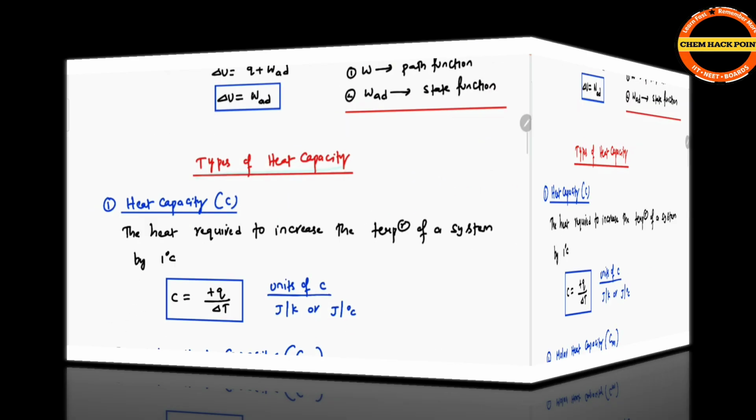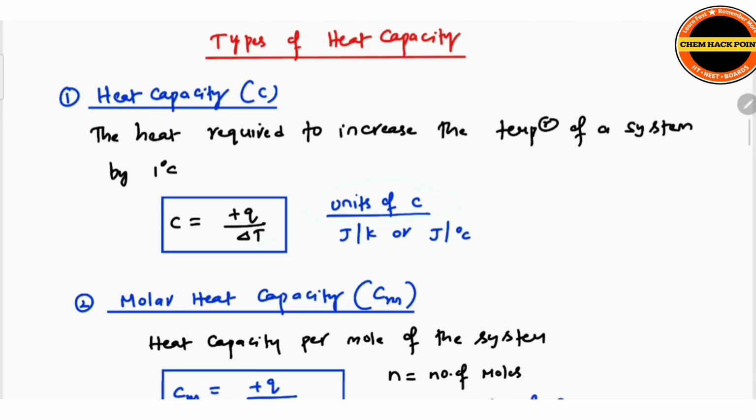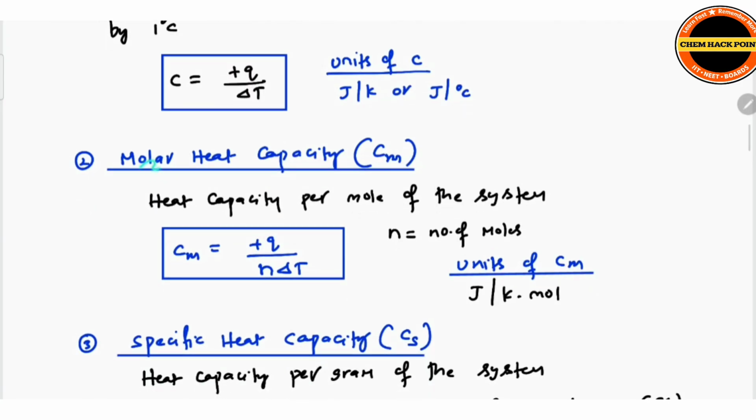Types of heat capacity, that is C. Heat required to increase the temperature of a system by 1 degree Celsius. Heat capacity C is plus Q by delta T. Units of C: joule per Kelvin or joule per degree Celsius. Molar heat capacity Cm. Name itself indicating, heat capacity per mole of the substance is molar heat capacity. Cm is plus Q by N delta T. Per mole, it is just the extra N value we are adding, N is number of moles. So units of Cm here, joule per Kelvin per mole.